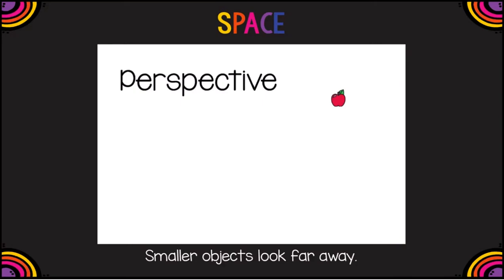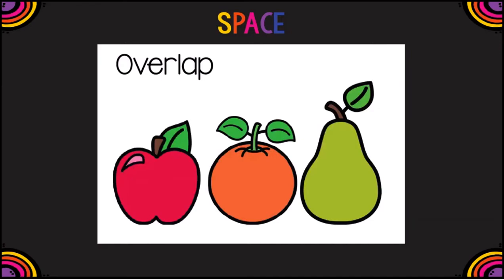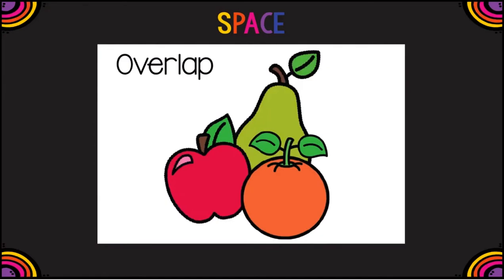To make something look far away, you can draw it smaller. To make something look closer, you can draw it bigger. This is called perspective. Another way to use space is to overlap objects. Here, the fruit all look next to each other, but here, the fruit overlaps and you can see that the orange is in front and the pear is in back.